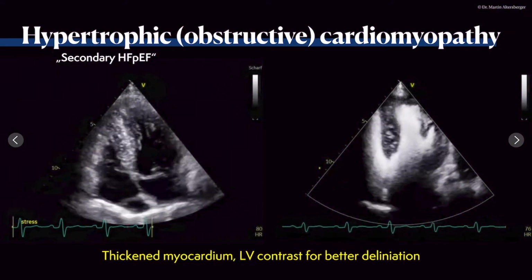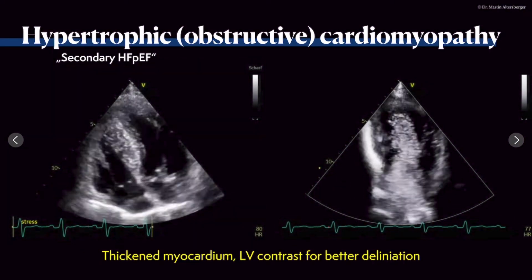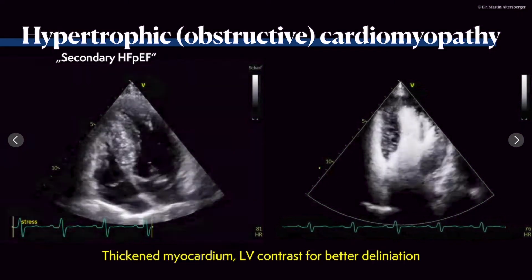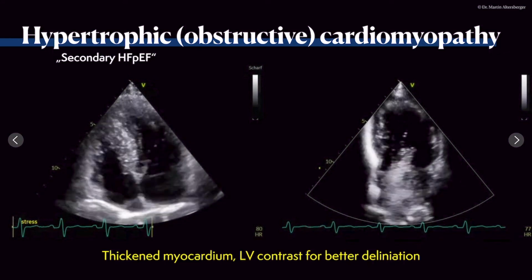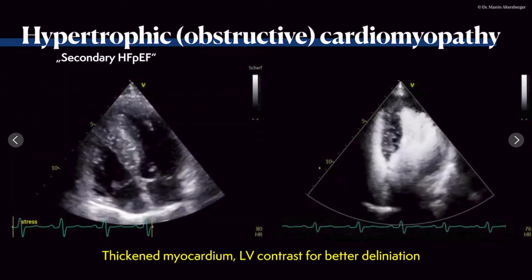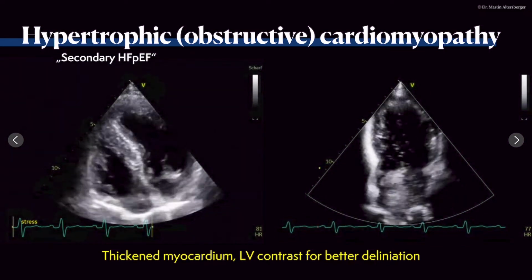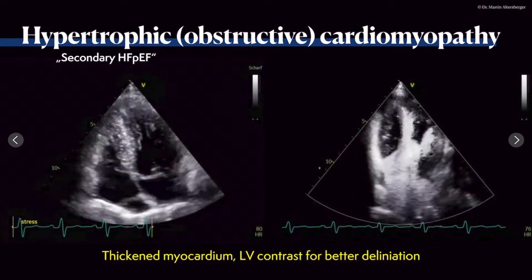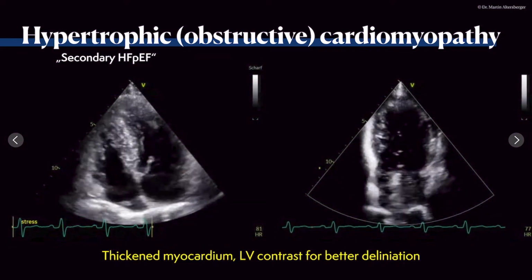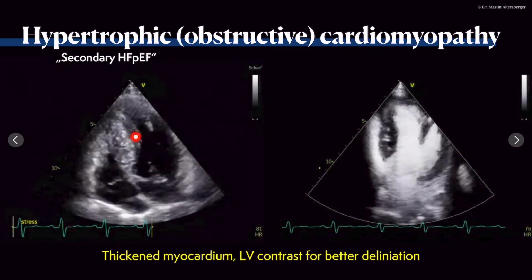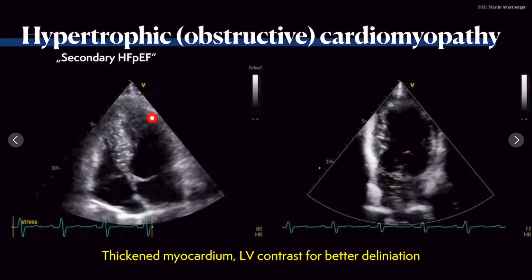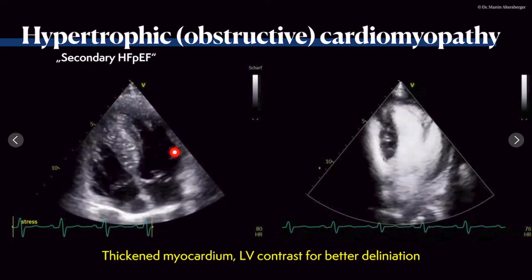Another entity when we talk about so-called secondary HFpEFs is the hypertrophic obstructive or non-obstructive cardiomyopathy. In this case, we also have a thickening of the ventricle, so a thickening of the myocardium, which is true left ventricular hypertrophy, and we can see it over here. This is the interventricular septum, and this is the region where we have the thickest walls in this four-chamber view, so the lateral wall is not that thick, at least what we can see.